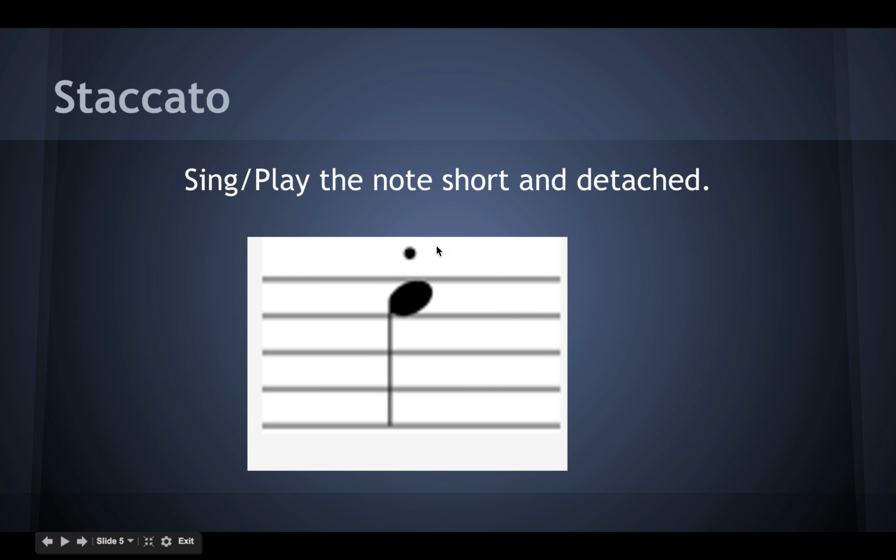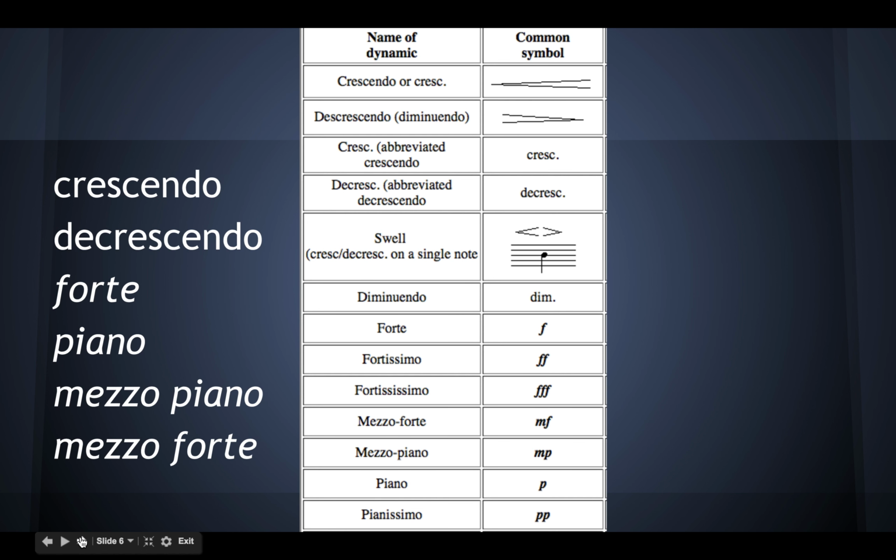A staccato marking is this little tiny dot that would be above a note, and it means to sing or play that note as being short and detached. So rather than legato, which would be smooth, staccato is short and detached.